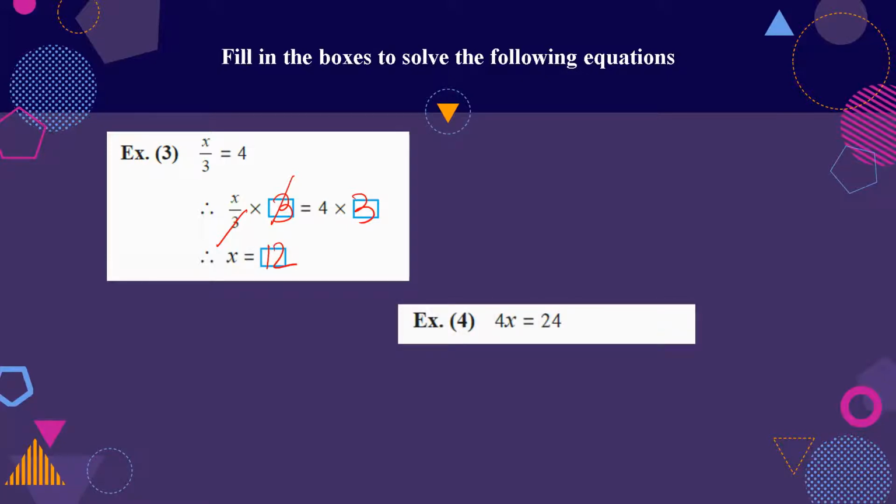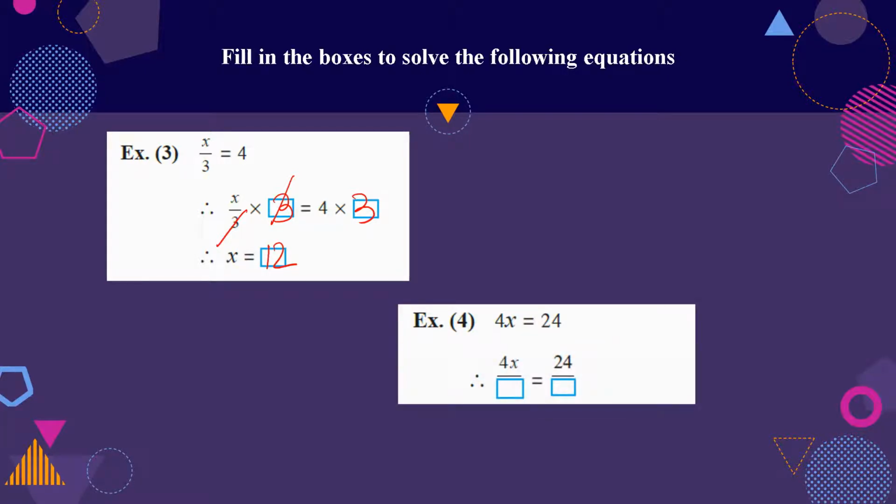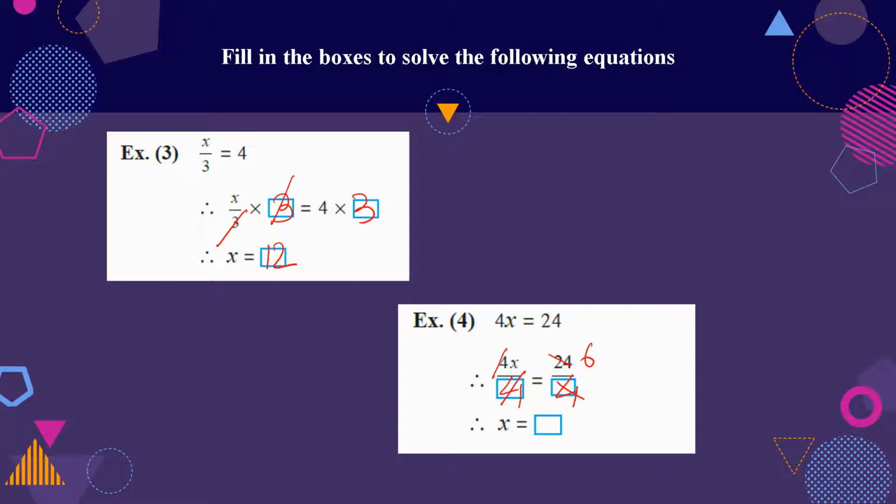Look at the fourth example. It says 4x is equal to 24. In order to find the value of x, we will divide both the sides by 4. On your left hand side, 4 from the denominator and the numerator will get cancelled, and in your right hand side we have 4 sixes are 24. That means 24 divided by 4 is 6. So the value of x is 6.